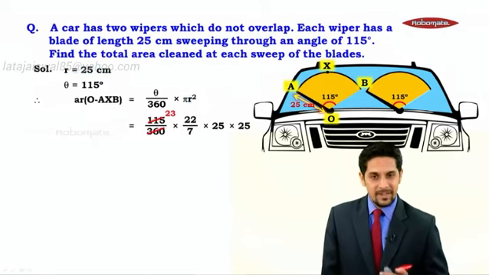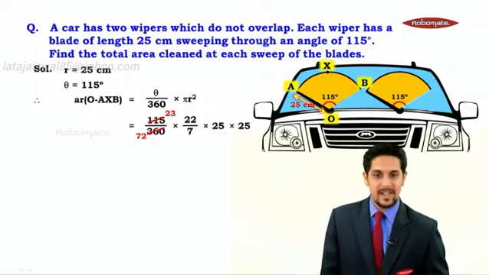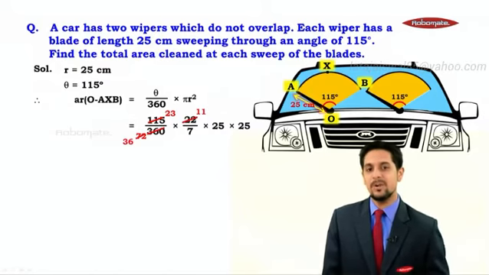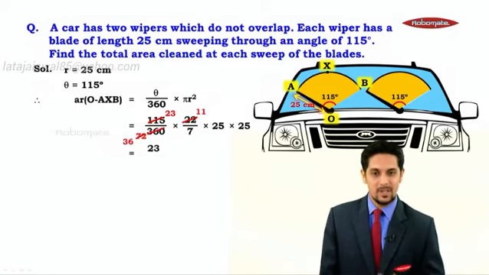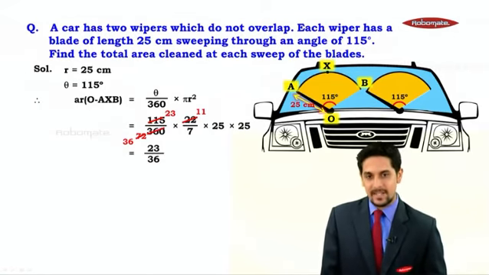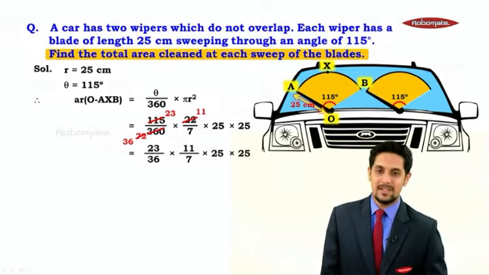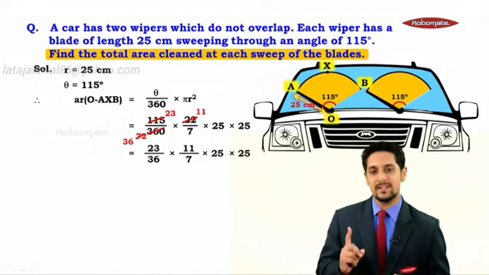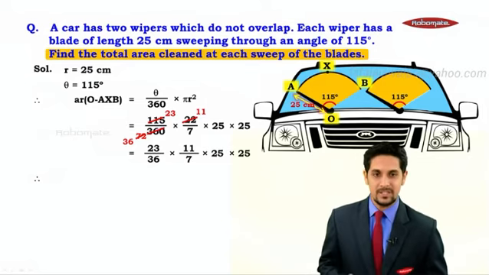Let us substitute the values. So we have theta given to be 115 upon 360 into the value of pi, which is 22 upon 7, into r square. The radius is 25, so we have into 25 into 25. Further, 5 into 23 times is 115 and 5 into 72 times is 360. Further, 2 into 36 times is 72 and 2 into 11 times is 22. So we are left with 23 upon 36 into 11 upon 7 into 25 into 25.